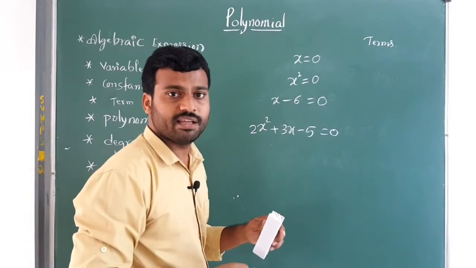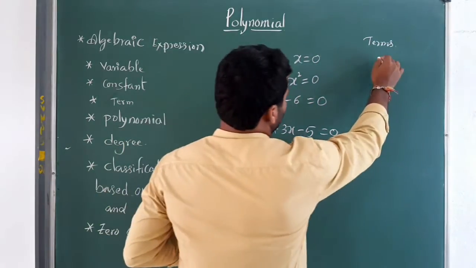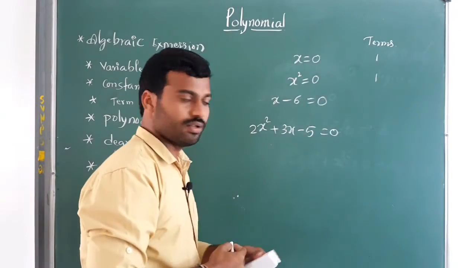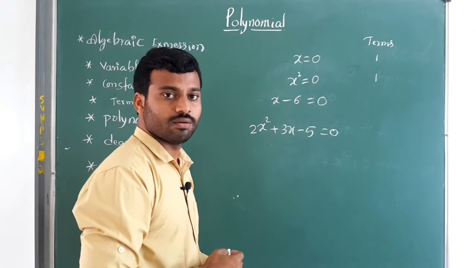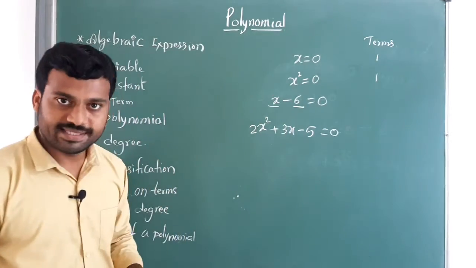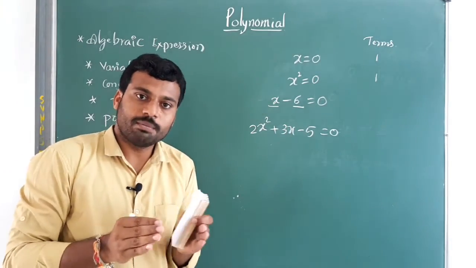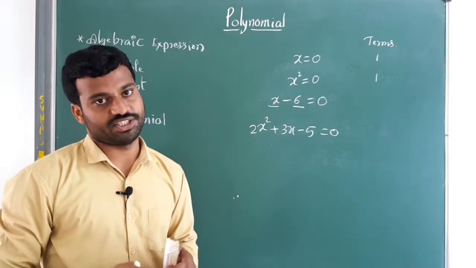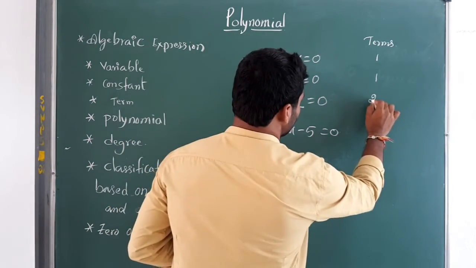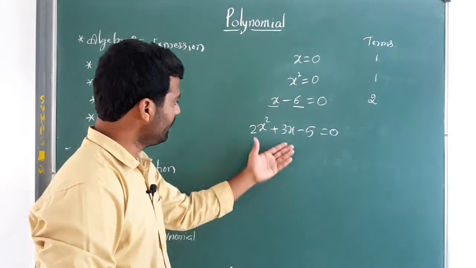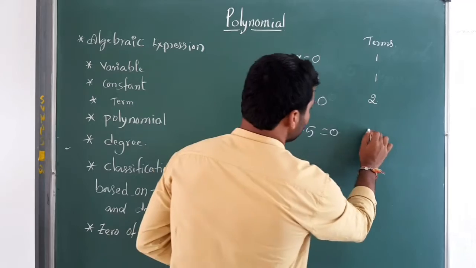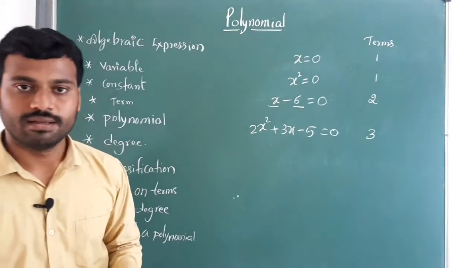In this one, how many terms are there? One term. Here, how many terms are there? Only one term. In this, how many terms are there? One? No. This is one term. This is one term. I said already in an expression, terms are separated by addition and subtraction. This is one term. This is one term. So, how many terms are there? Two terms. Here how many terms are there? 1, 2, 3. 3 terms are there. Clear?